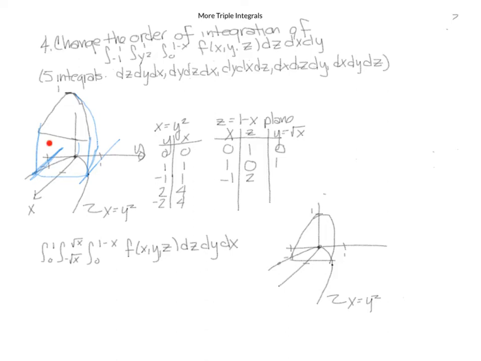So first I have this really terrible drawing, which I have to apologize for. This is probably a better one. It's from the other page, so I like this more. We'll work with this one. Anyway, if we look at this, we have the relation of z. Z goes from 0, the xy plane, up to the plane 1 minus x.